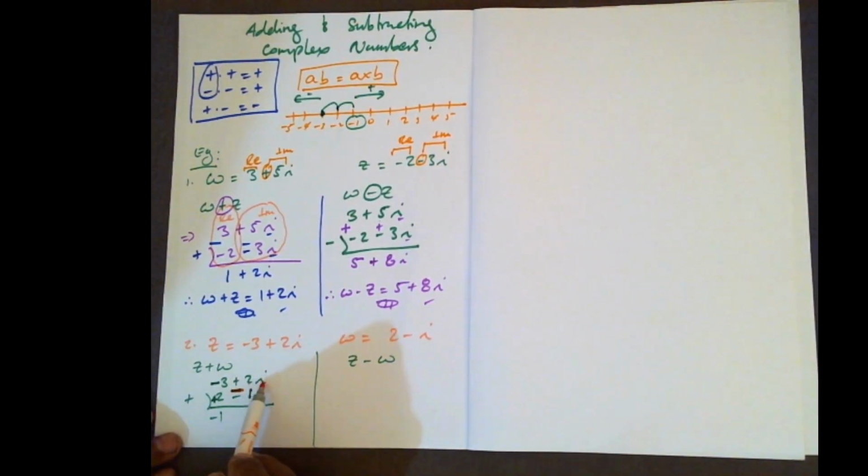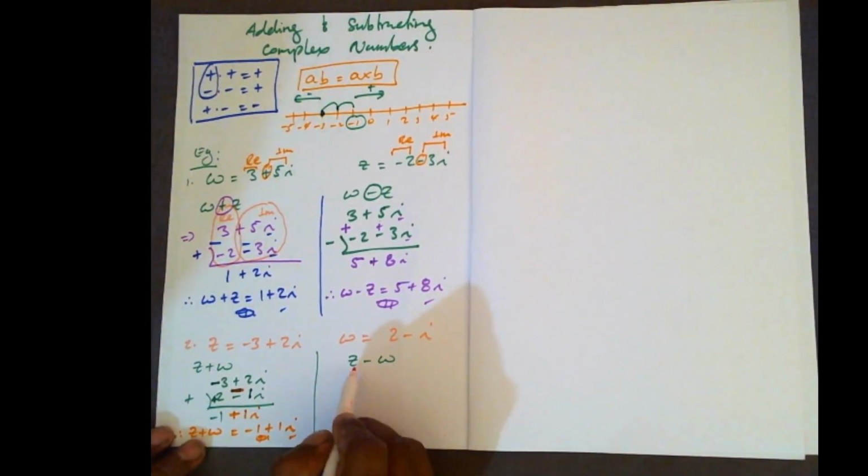So 2i or 2 apple minus 1 apple. So 2 apple minus 1 apple is positive 1 apple. So we can say that therefore z plus omega is equal to negative 1 plus 1i. Same concept here. What is our z value? Our z is minus 3 plus 2i minus, what is our omega? Our omega is 2 minus i.